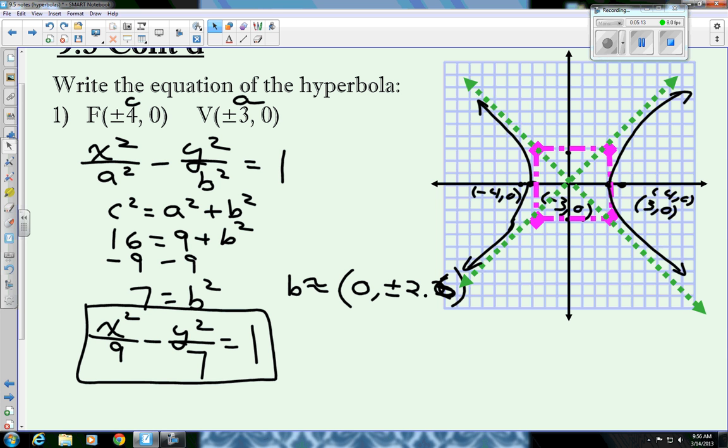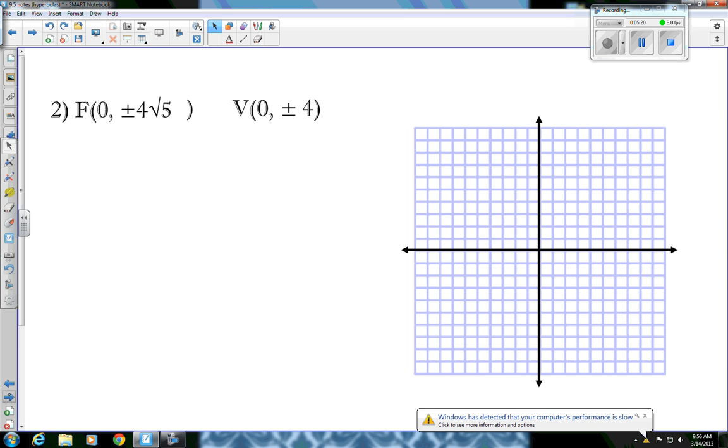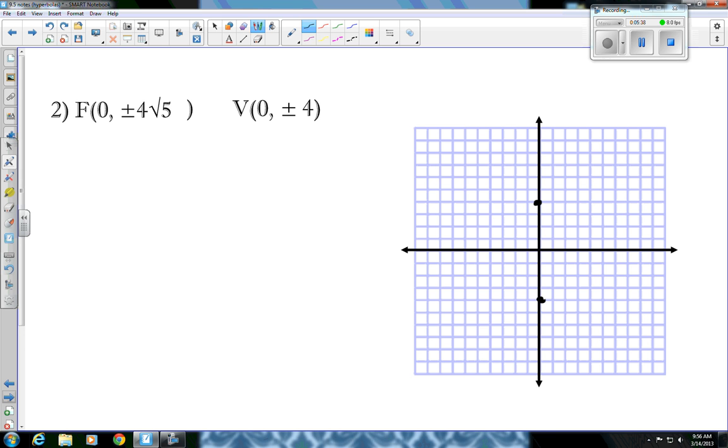Questions? Okay. So we're just doing the opposite of what we did yesterday. You're doing the backwards, the opposite of what we were doing yesterday. Now I want to look at what happens when it looks a little bit different. If I have the focus at 0 plus or minus 4 root 5, and the vertex is plus or minus 4, then it's going to be at 0, 1, 2, 3, 4, and negative 4. And 4 root 5. Somebody get me a decimal for that.